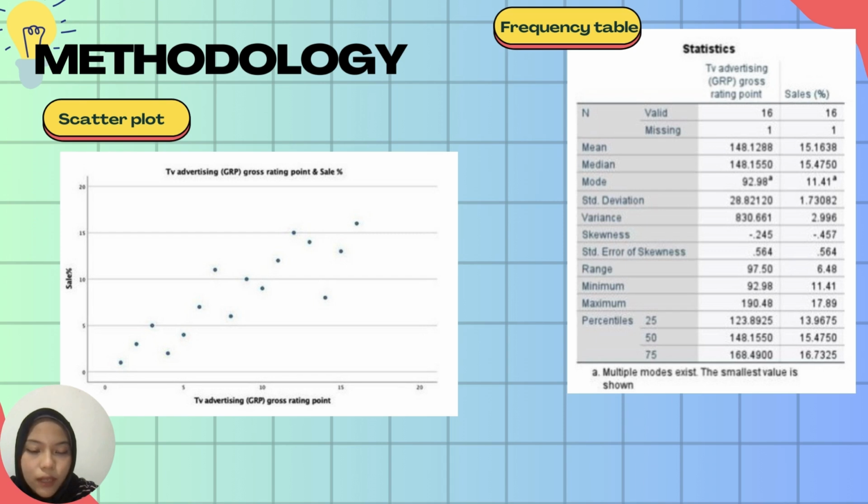The first quartile of the number of sales percent is 13.9675%, the second quartile is 15.4750%, and the third quartile is 16.7325%. To sum up, the TV advertising gross rating point can impact the number of sales over 16 years in the prime TV broadcast network.